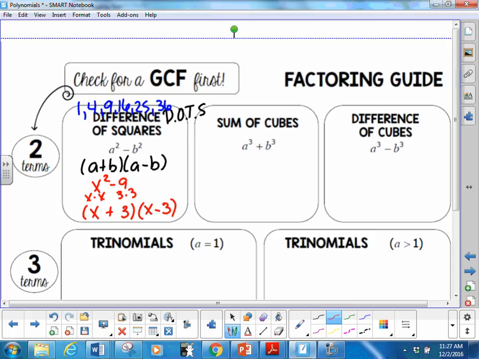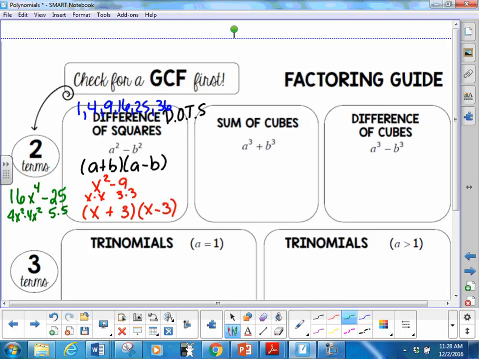I also talked about always checking for a GCF first. I looked and we didn't have one, so it's okay to move on. If you want to flip it over or go somewhere else on your paper, let me give you another example. I'm going to write it in green. 16x to the 4 minus 25. Is that a difference of 2 squares? Yes. If you can break them up and write them as 2 equal products, it's a difference of 2 squares.